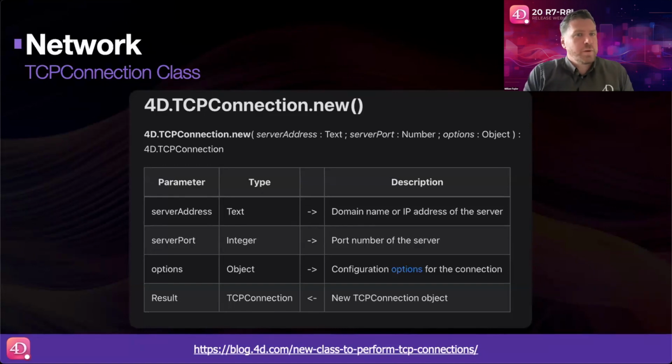So this modern object-oriented class replaces the traditional 4D internet commands, offering asynchronous network handling for more efficient and scalable connections. With TCPConnection, you can establish direct communication with external servers, printers, cash registers, industrial devices, big lab equipment, whatever you need. It supports sending and receiving binary data through events, ensuring responsive interactions. Plus, it has built-in callbacks for connection status, errors, incoming data, and handling of network communication. So you can say that handling your low-level network communications has never been easier.